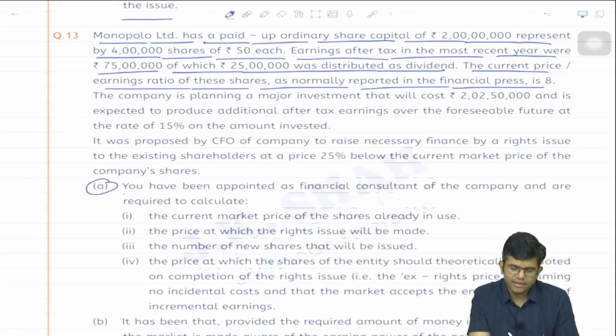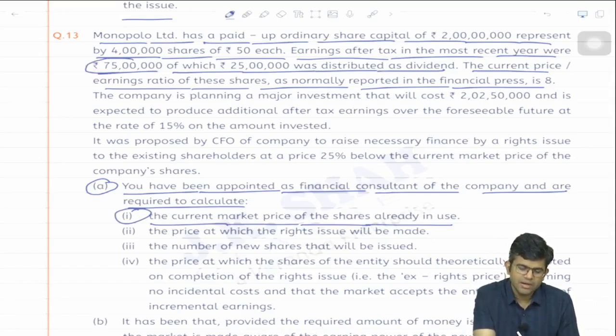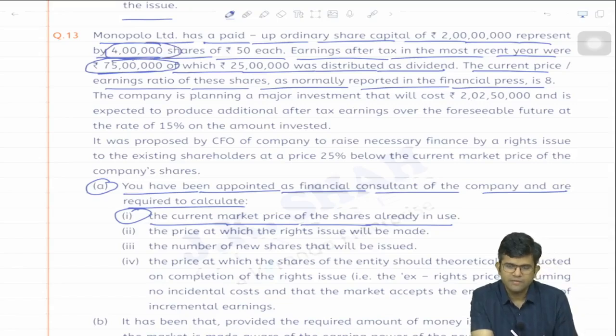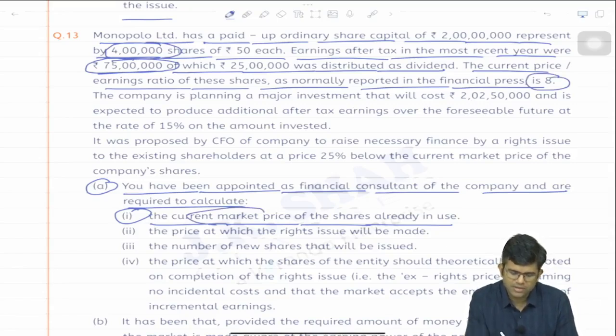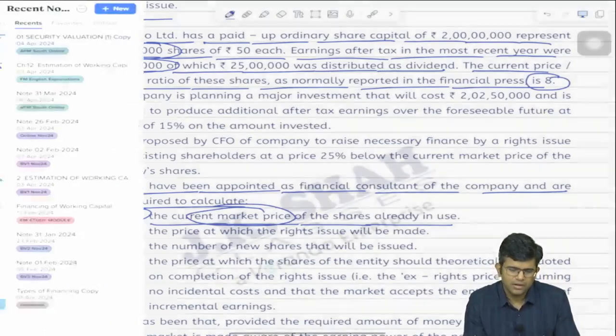Point number A. You have been appointed as financial consultant of the company and are required to calculate the current market price of the shares already in use. Look at the screen. Can I say current market price will be earnings divided by number of shares, which will give you EPS. EPS into PE, everybody clear, will give you MPS, what they are asking you. Am I making sense? EPS into PE. Let's write this down now. That much tension over. Write down question 13.